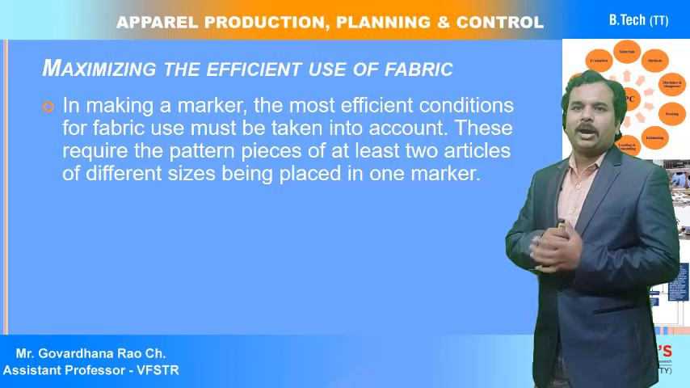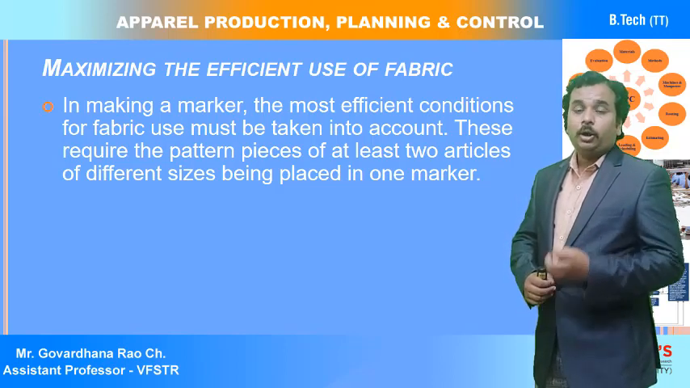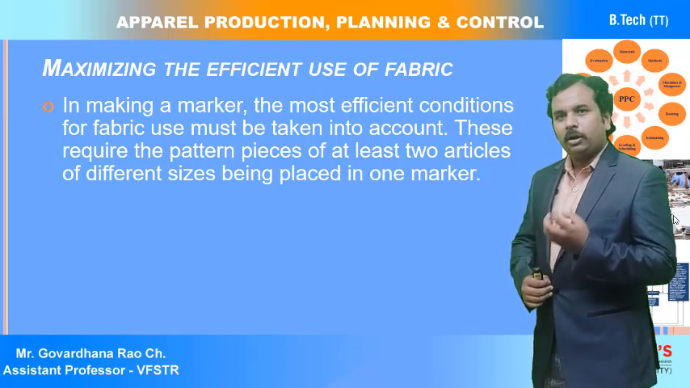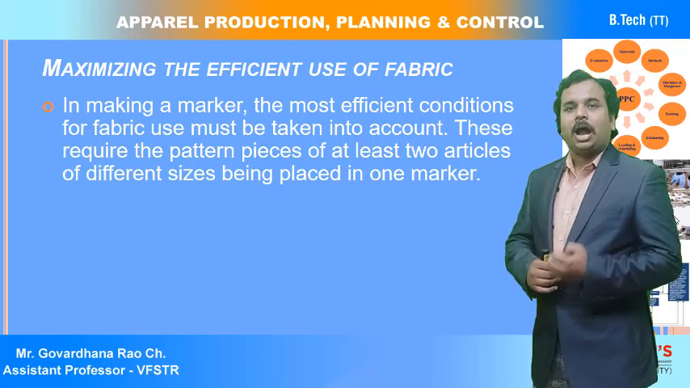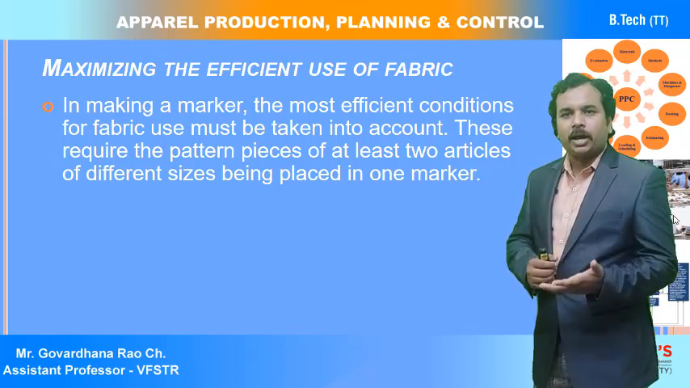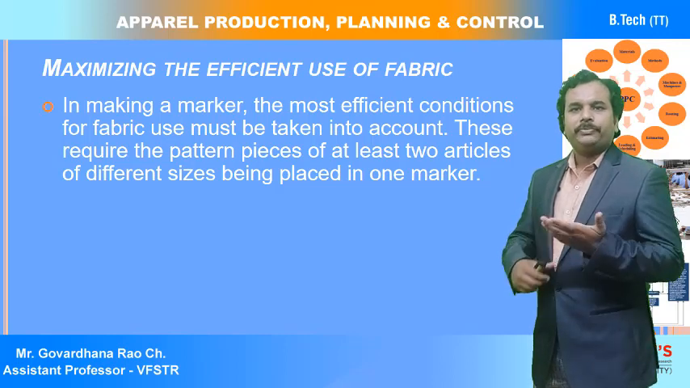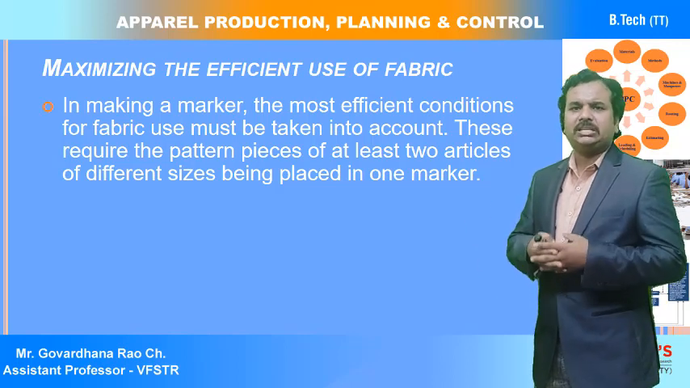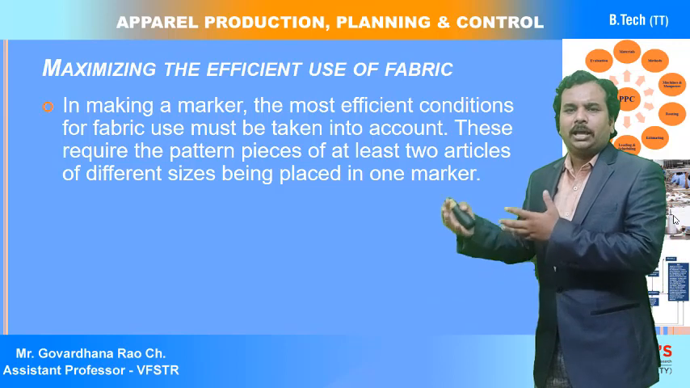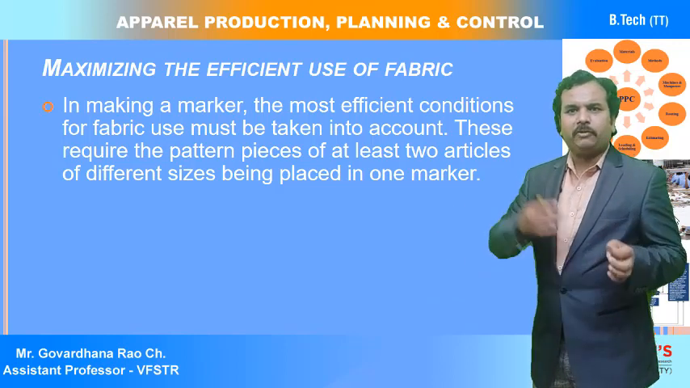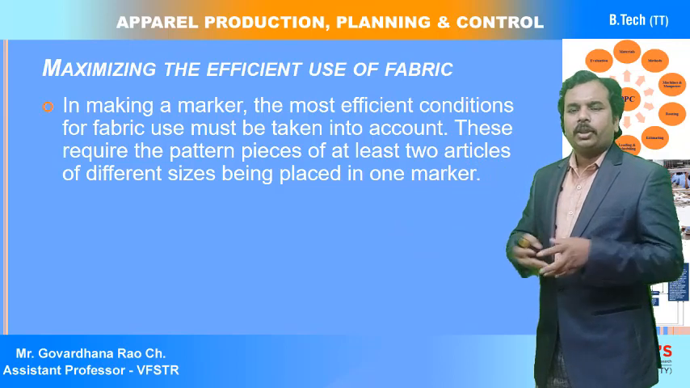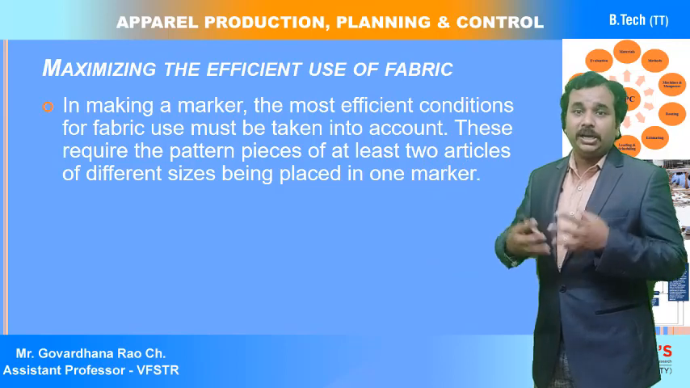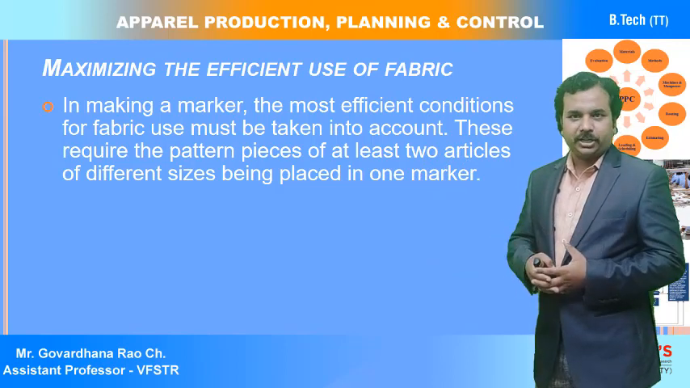Now, while making a marker, at least two sizes of a particular garment are going to be clubbed together, and we are going to make the marker. In one marker, two sizes of garment components can be produced. If you club two sizes, like the small size and the large size, say for example 38 and 44, you will get maximum marker efficiency.